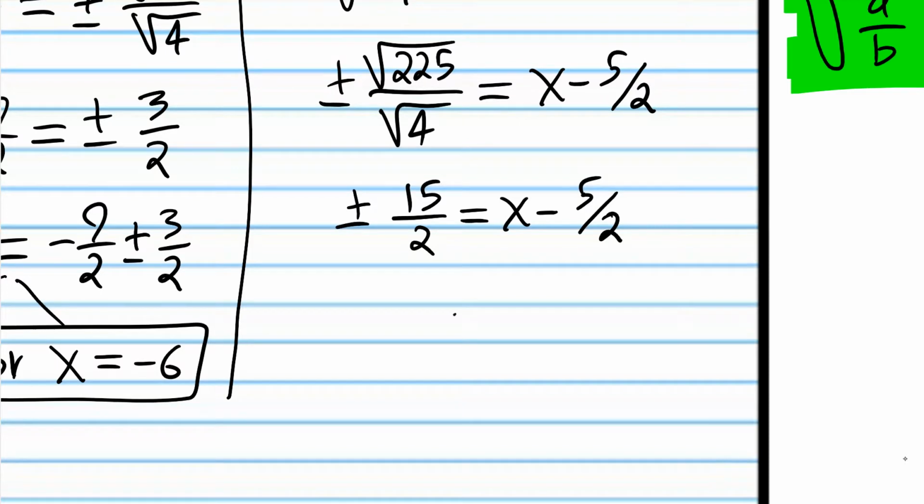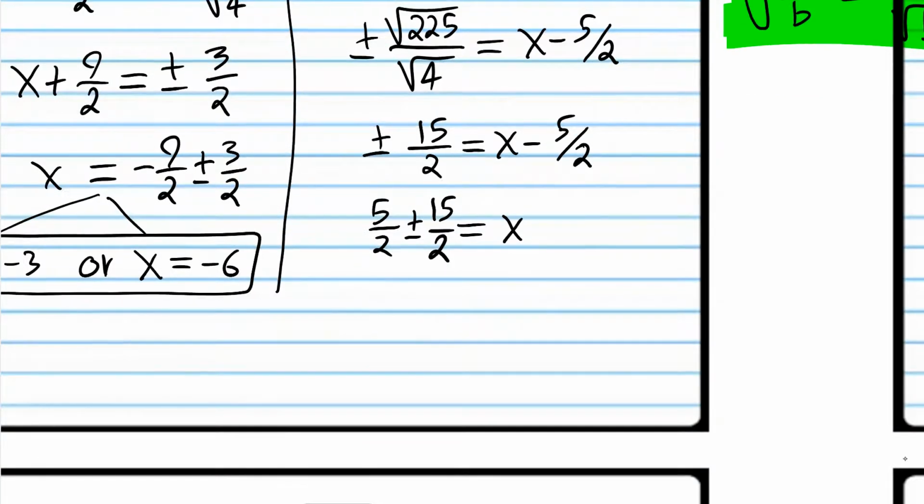And now we're going to add 5 halves to both sides. And we get 5 halves plus or minus 15 over 2. And so x can be 5 halves plus 15 over 2, which is 20 halves, which reduces to 10. Or x can be 5 halves minus 15 over 2, which is negative 10 over 2, which is negative 5.